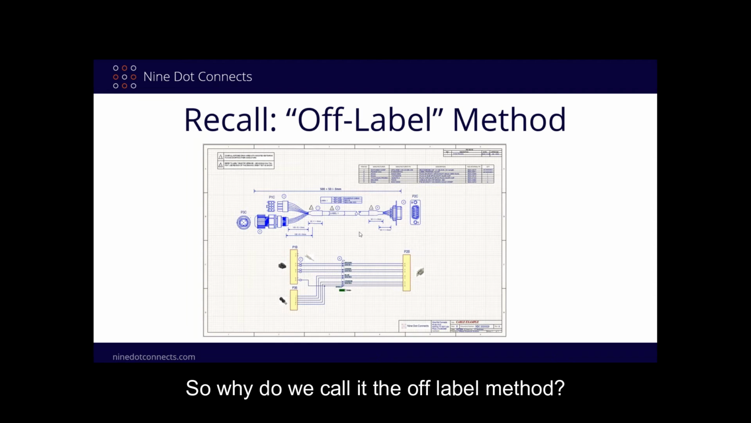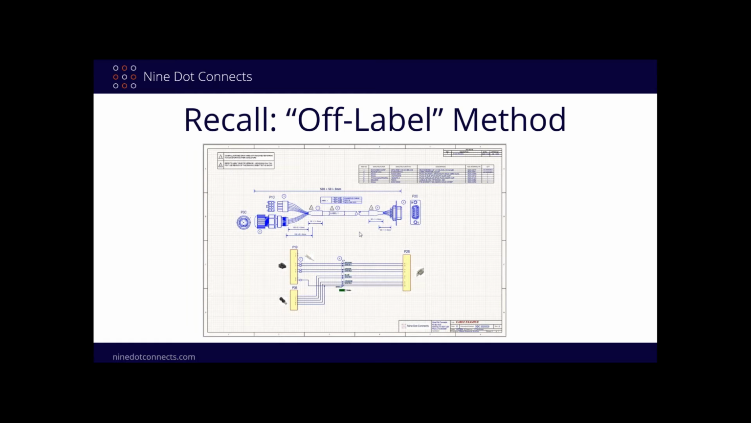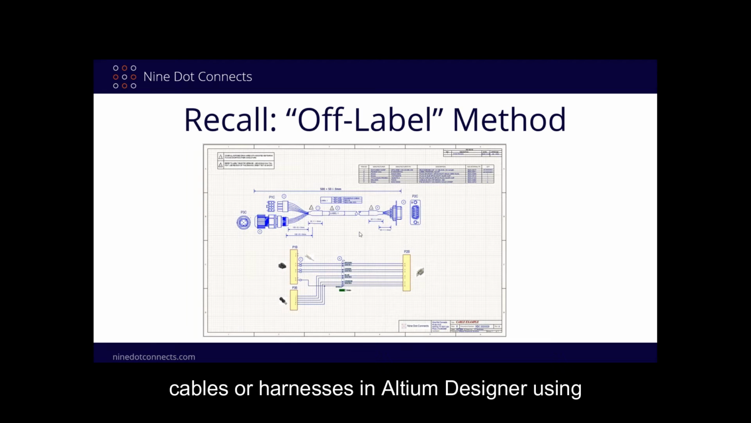So why do we call it the off-label method? In short, it's because we're trying to use Altium Designer to do something it was never designed to do, or at least at that time. Now they've got the harness editor, now they've got the ability, but what we're trying to do is make cables or harnesses in Altium Designer using what they've got available to us. So that's why we call it the off-label method.